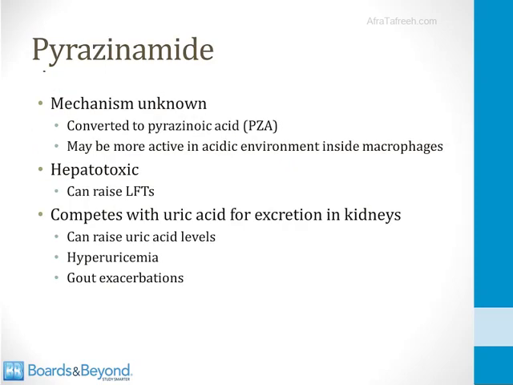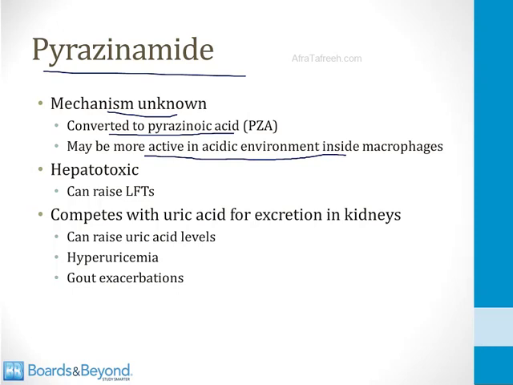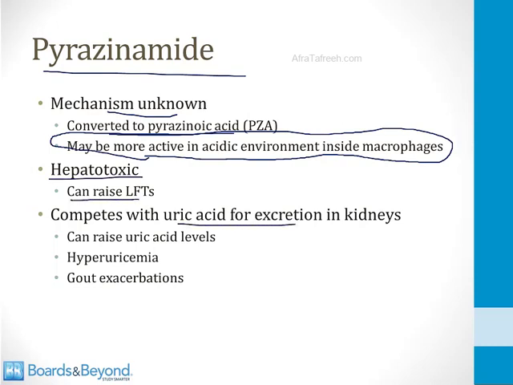Next TB drug is pyrazinamide. Its mechanism of action is unknown, but it is converted to pyrazinoic acid or PZA, and it may be more active in the acidic environment inside macrophages. That's thought to be a component of how it works. Important side effects of this drug are that it's hepatotoxic, so it can raise the LFTs, and then it competes with uric acid for excretion in the kidneys. So when pyrazinamide gets excreted, uric acid doesn't get excreted, and the levels can rise. This can cause hyperuricemia and potentially gout exacerbations.